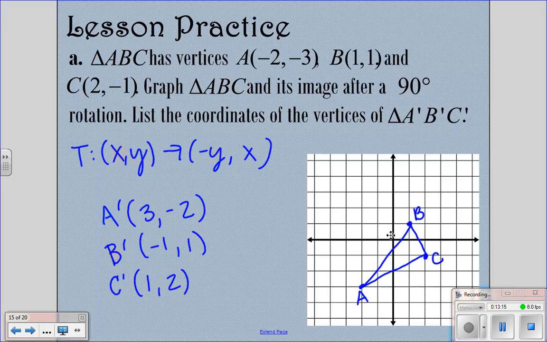And so now we graph those. I'm going to do it in a different color just so you can see it a little bit better. We'll have 1, 2, 3, 1, 2. Then we'll have negative 1, 1. And then we'll have 1, 1, 2.